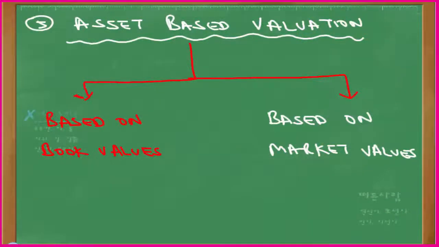Next is asset based valuation. There are four models. First model, I repeat, is discounted cash flow. The second model is comparable or relative method. The third model is asset-based valuation, that is how many assets are there for a firm. And we can calculate the value of assets either on the basis of book value or on the basis of market value. Now, how to calculate book value and market value, we will be doing in detail.